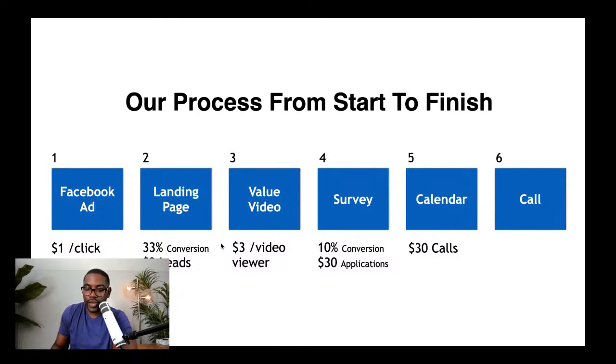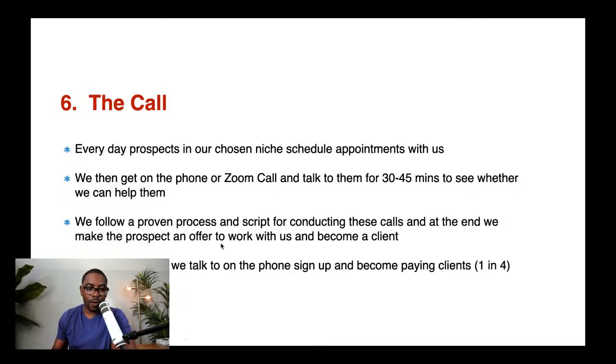So after they fill out a survey, they just go right to the calendar, and there's no cost to that because that's just the next step in the process. And so we're looking at about $30 per call, right? And so on the call, everyday prospects in our chosen niche schedule appointments with us, and then we get on a phone call or a Zoom call, and we talk to them for about 30, 45 minutes to see whether we can help them or not, right?